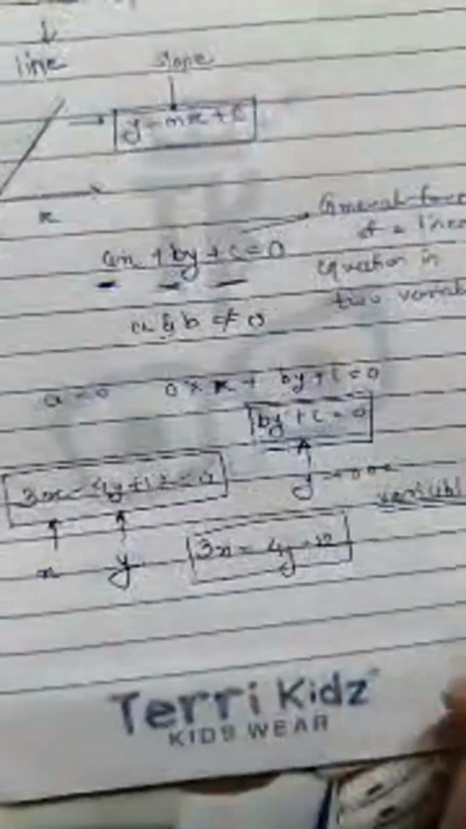Here in the textbook, one of the examples of a linear equation in two variables is given, that is 3x minus 4y plus 12 equal to 0. So this type of equation is considered a linear equation in two variables, because here there are two variables, that is x and y. It can also be represented as 3x is equals to 4y minus 12. In this way it can be converted.